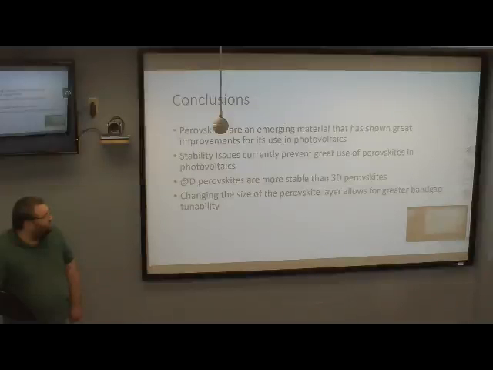Suppose the fourth one, changing the size of the perovskite layer allows greater band gap tunability, is very general, isn't it? Yeah.